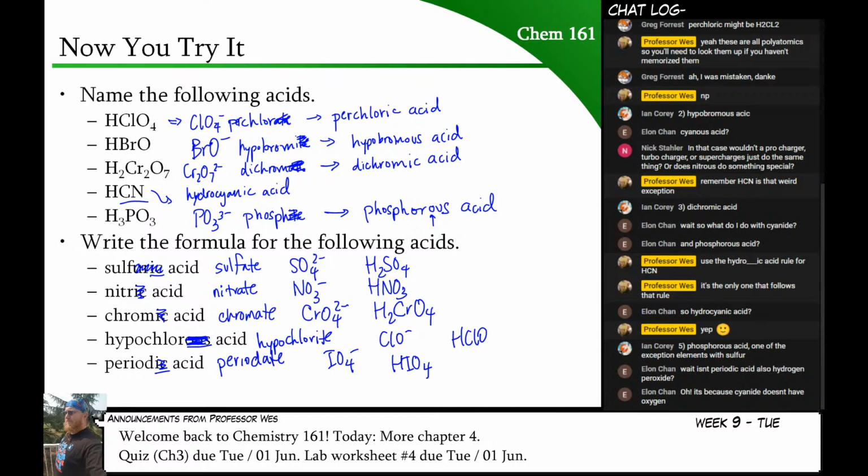Periodic acid and hydrogen peroxide are not the same thing. Hydrogen peroxide is H2O2. Hydrogen peroxide is technically not an acid.